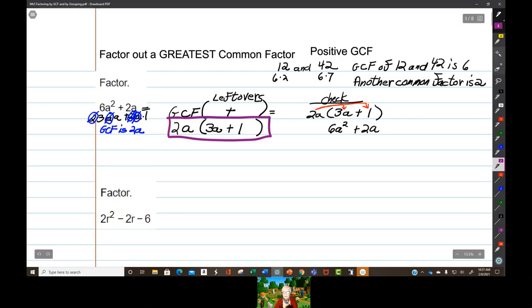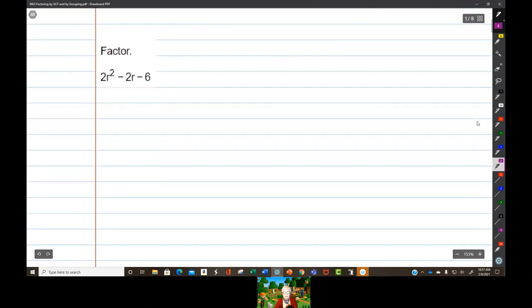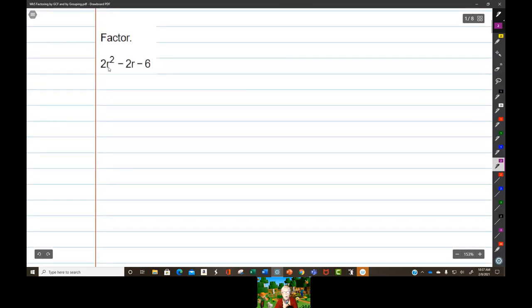Let's try another one. Here I have a quadratic trinomial. Remember, highest power 2 is quadratic. There are 3 terms, so this is a quadratic.